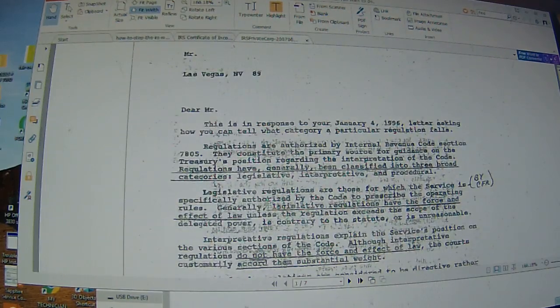Dear Mr., this is in response to your January 4, 1996 letter asking how you can tell what category a particular regulation falls in. Regulations are authorized by Internal Revenue Code Section 7805. They constitute the primary source of guidelines, and the regulations have carefully been classified into three broad categories: legislative, interpretive, and procedural.